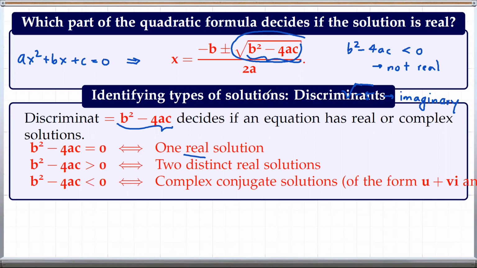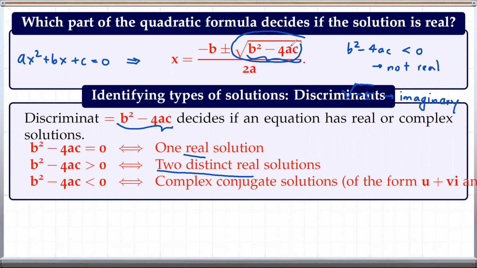Whenever b squared minus 4ac is positive, the square root of b squared minus 4ac is some real number. In that case we have negative b plus or minus that real number, over 2a. So when we do plus, we get one real solution. When we do minus, we get another real solution. So in that case, we have two distinct real solutions.